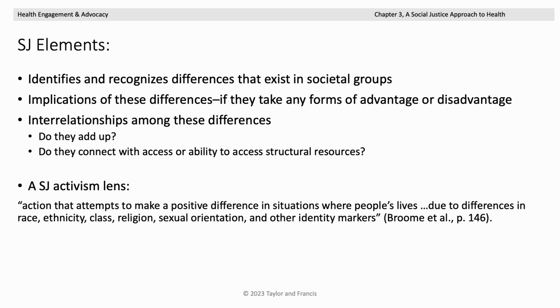This leads to a social justice activism lens, which Broom and colleagues describe as action that attempts to make a positive difference in situations where people's lives are affected by differences in race, ethnicity, class, religion, sexual orientation, and other identity markers. Notice the shift from analysis to action embedded in that definition. Social justice isn't satisfied with description. It demands intervention.